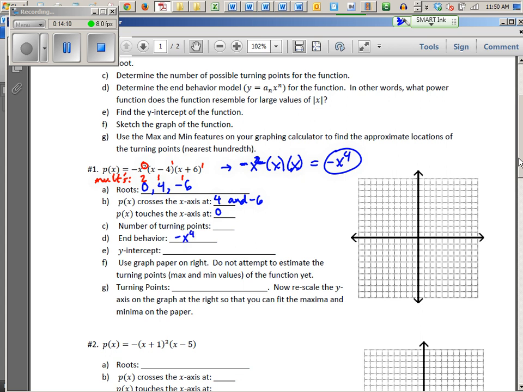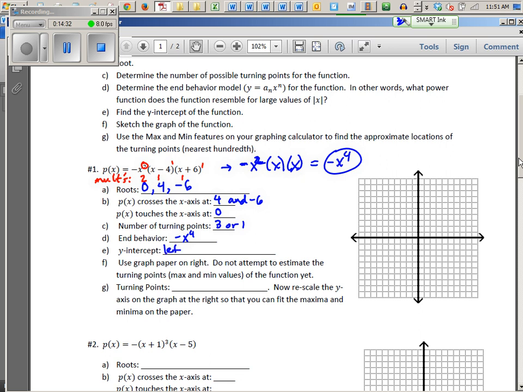So it's actually easier to answer part D first. We now know it's a degree 4 polynomial. And that means that there are either 3 or 1 turning points. 3 because that's 1 less than 4. 1 because that's 2 less than 3. Okay? So you get the 3 by subtracting 1 from the degree. And then you drop that by 2.